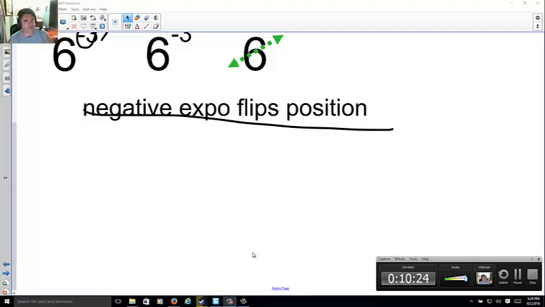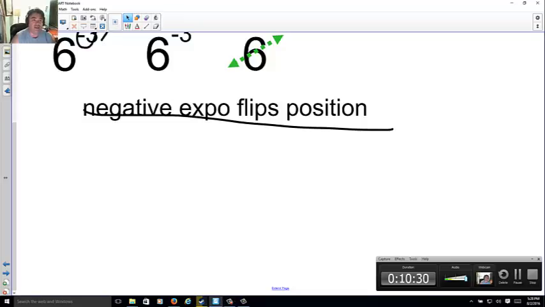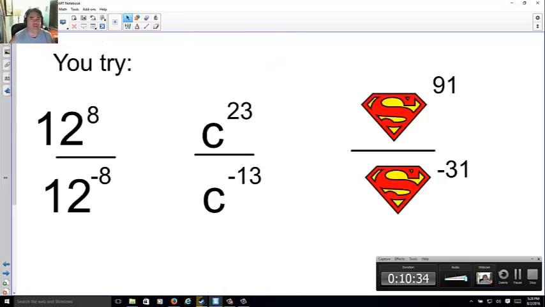So expect to work on this for a day or two. We might slow down a little bit for this, and that's okay. It's going to take as long as it takes. I don't care if this takes 1 day or 3. This will be on Common Core, and you'll be ready for it. So go ahead and try these 3. Let's see how you did.